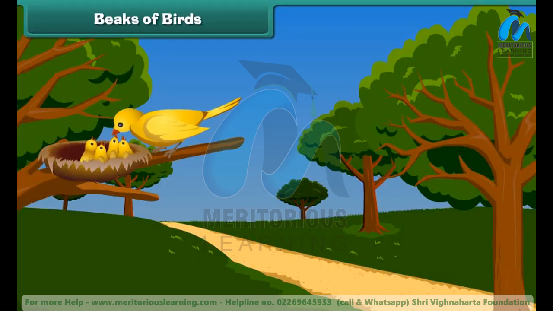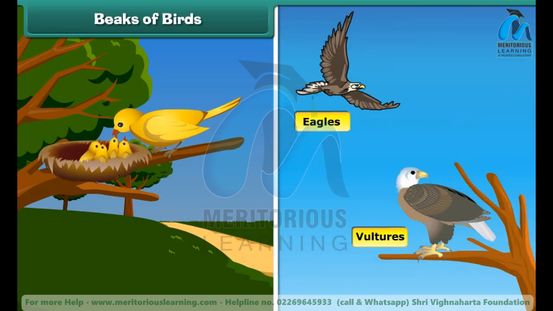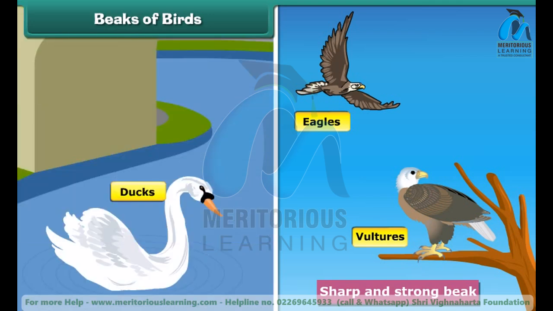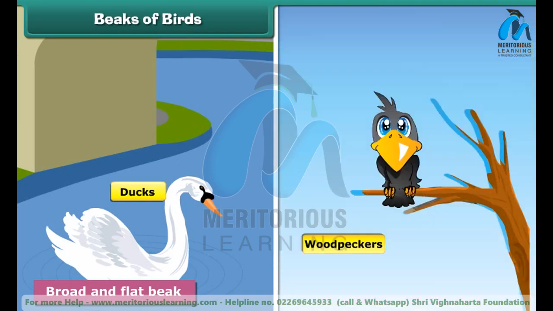Birds eat and feed their young ones with the help of their beak. Beaks are of different types in different birds. For example, vultures and eagles have sharp and strong beaks to eat animal flesh, while ducks have broad, flat beaks to eat plants and insects in the water. Woodpeckers, on the other hand, have long, sharp beaks to take out insects living inside the wood.